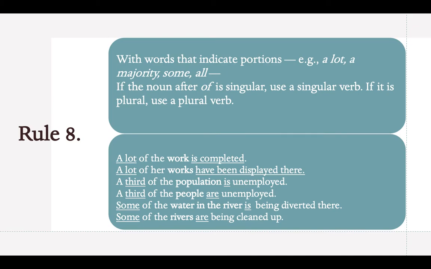On the other hand, of കഴിഞ്ഞിട്ട് you may have a plural. For example, a lot of her works. അവിടെ you can't say has been displayed. A lot of her works has been displayed is wrong because works is plural. Therefore, a lot of works have been displayed there.